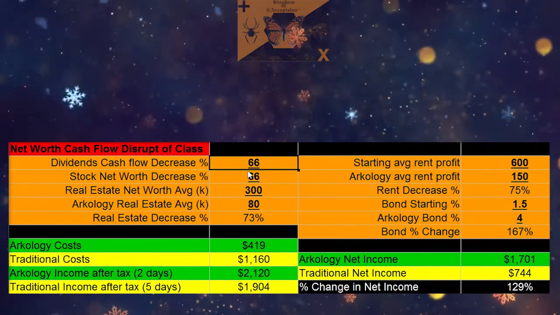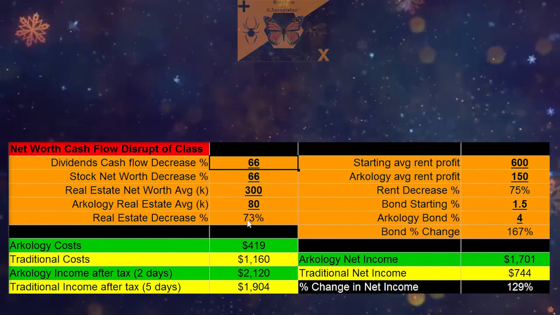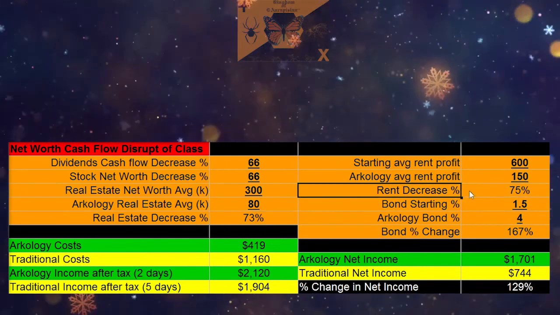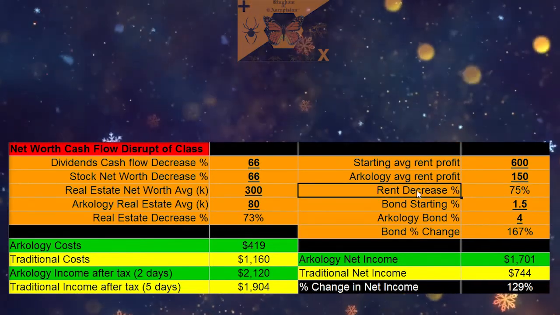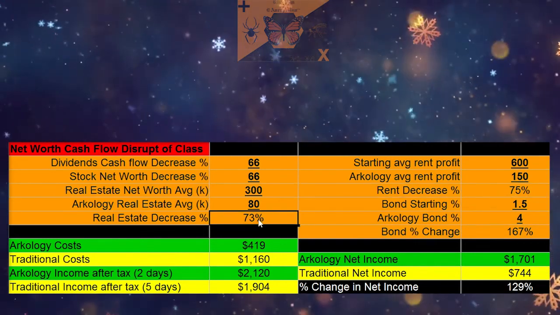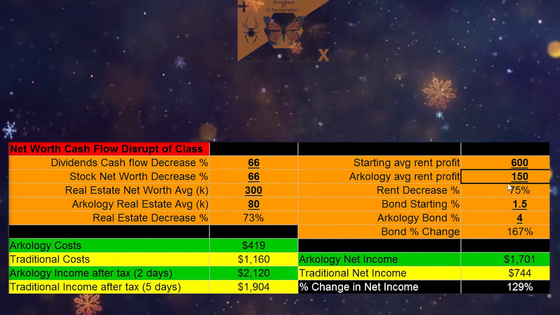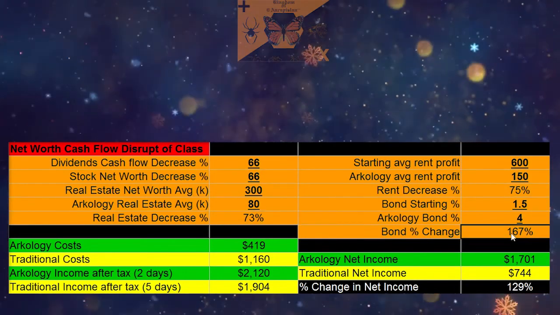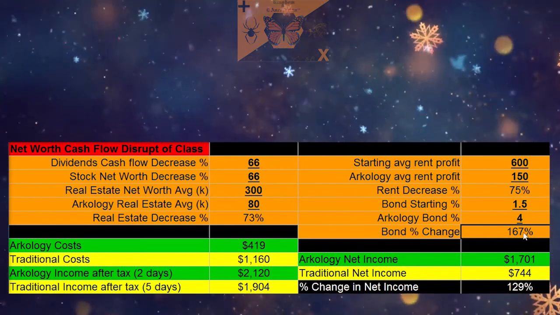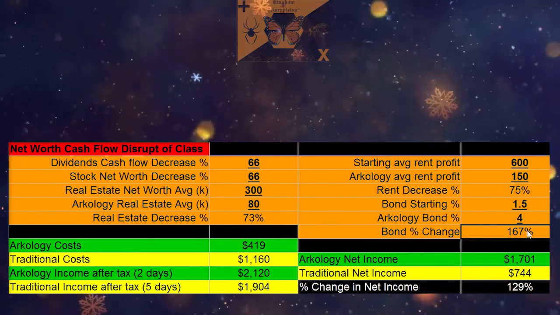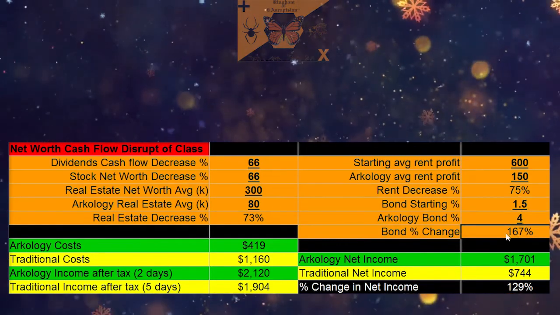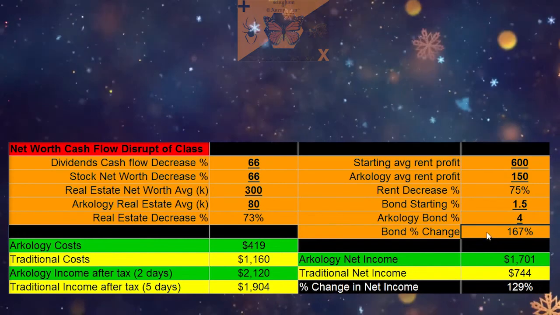So notice the trend here. You have stocks down 66%. You have real estate net worth down 73%. You have residential rents, or this could be commercial rents too, down 75%. So this is hurting classism quite strongly. But then here we have bonds. Bonds have a 167% increase. This is actually 267% because 4 is over double 2, but percent change is 167 plus.